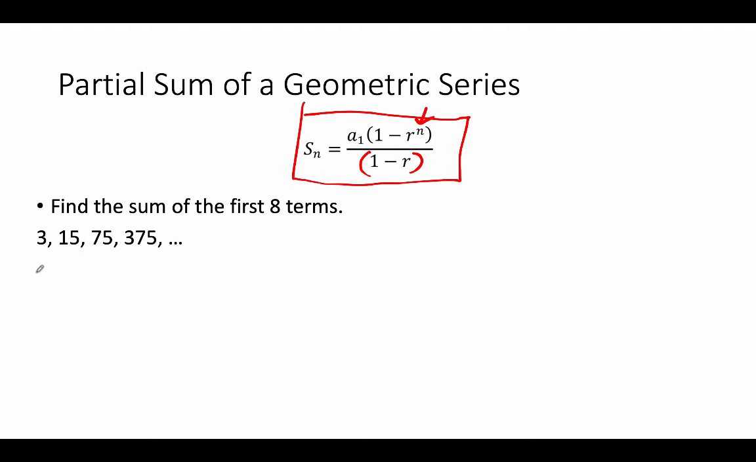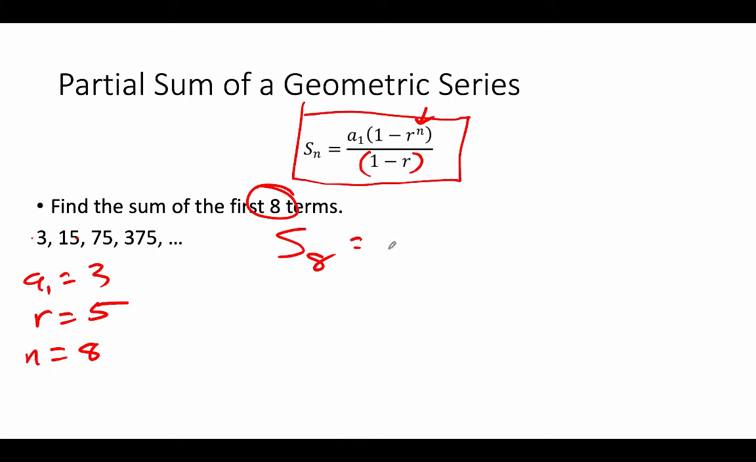So what I need here, I want the sum of the 8 terms. So I need the first term is 3. I need the common ratio is 15 divided by 3. And I need the number of terms is 8. That's all I need for this. I actually need less things.